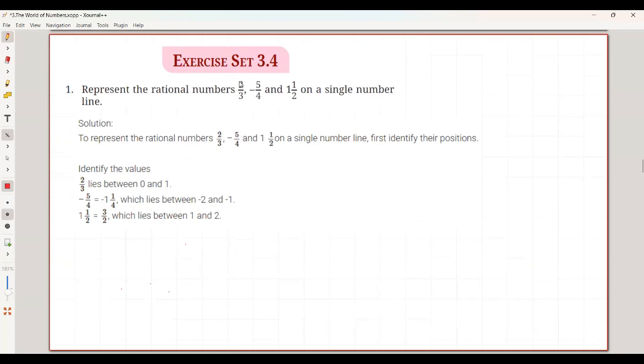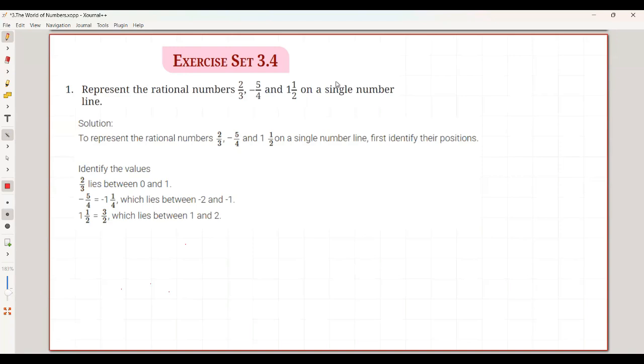Represent the rational numbers 2 by 3, minus 5 by 4 and 1 by 2, that is 1.5, on a single number line. They ask us to mark them on a single number line. There are two methods. One is to make the same denominator.